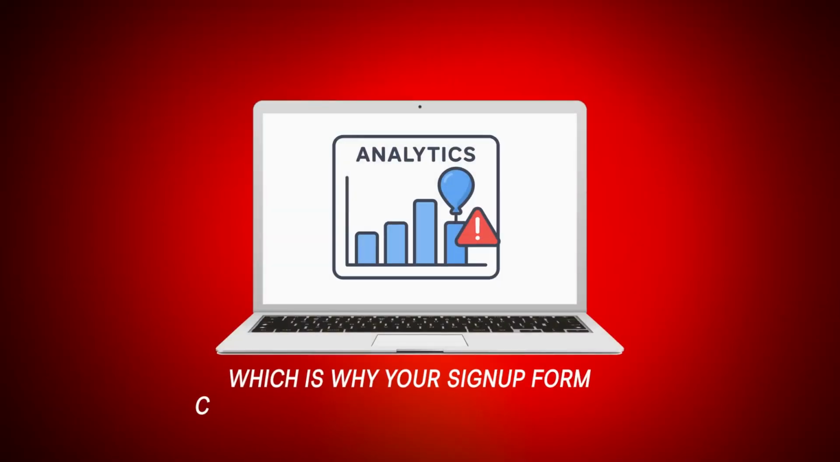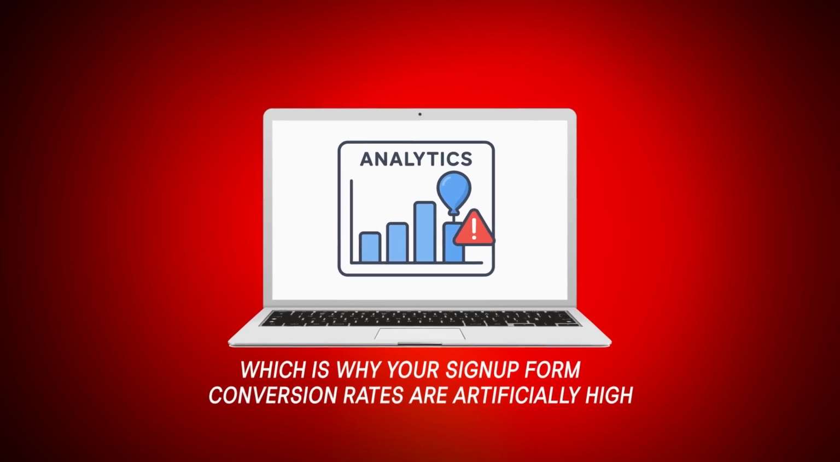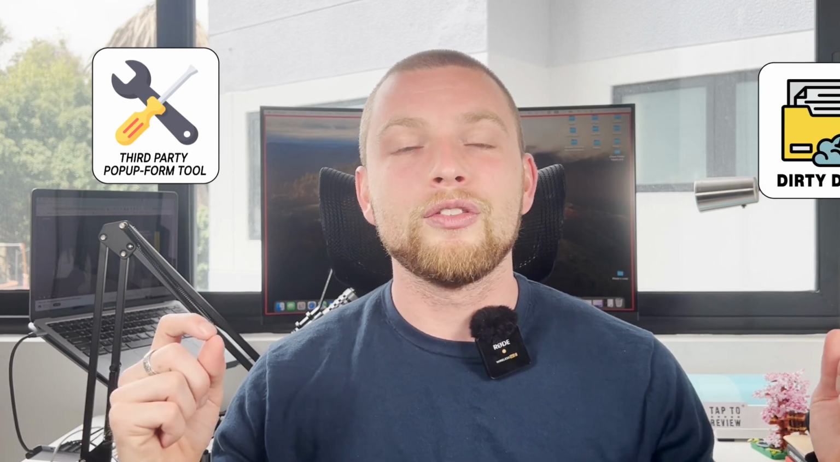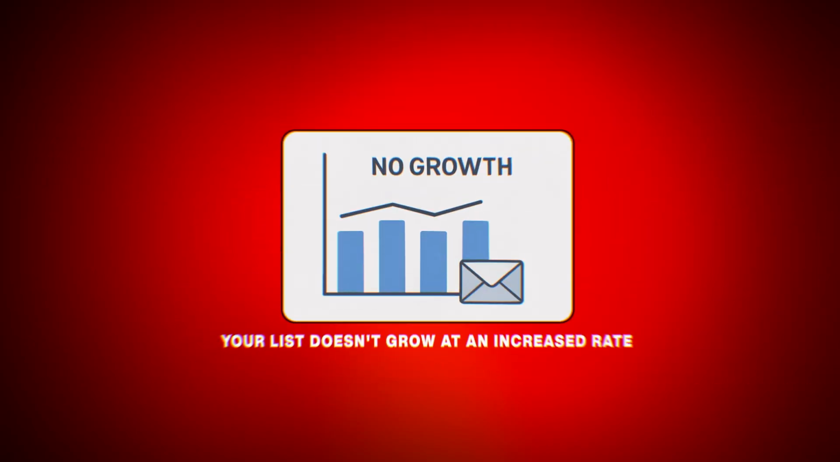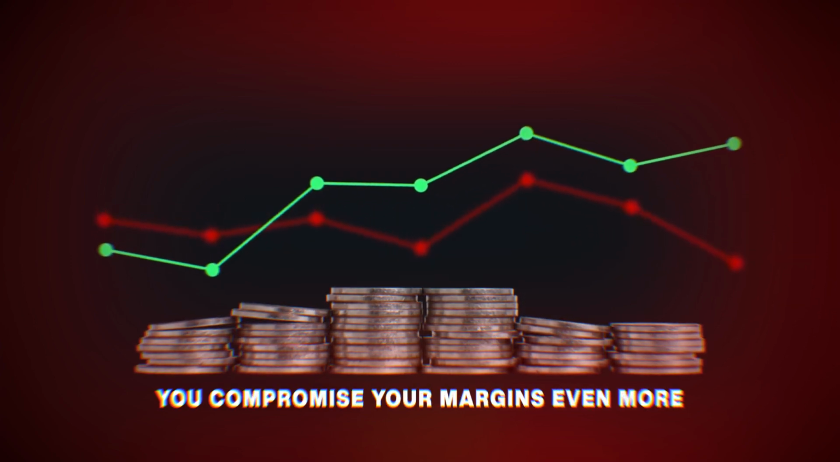The data that has been fed into the algorithm comprises of cold traffic and traffic that has already seen your offer in the past, okay? Which is why your sign-up form conversion rates are artificially high, okay? Which means going forward, your sign-up forms when using these AI tools is going to be based off of dirty data and essentially best practice that ensures, yep, you get higher conversion rates on your sign-up forms, but your list doesn't grow at an increased rate and you compromise your margins even more.